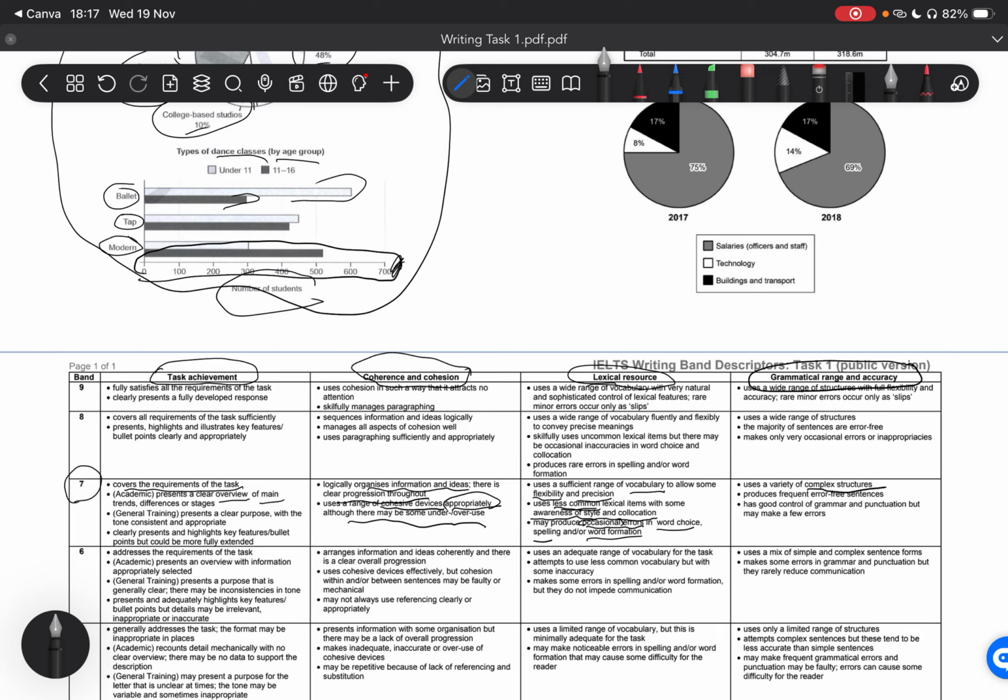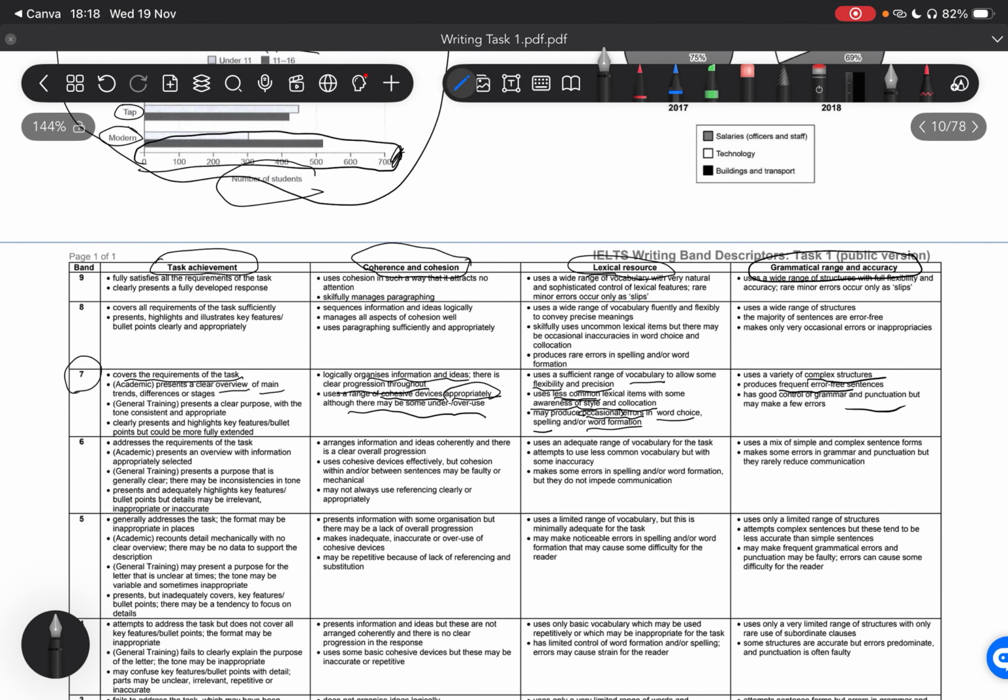Produces frequent error-free sentences. So errors are not that often, as you can see. Has good control of grammar and punctuation, but may make a few errors. Well, it's okay to make like 1 or 2 mistakes in your report for Band 7, as long as they do not distort the meaning. For sure, they should not at all. And of course, most of your sentences should be error-free.